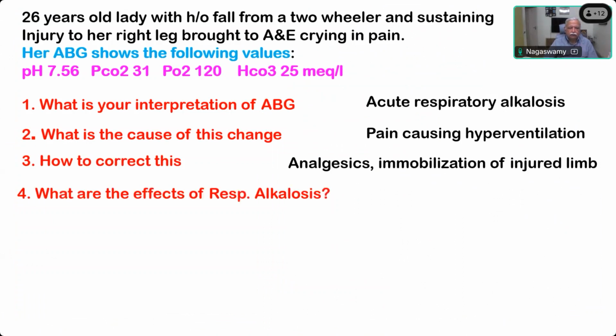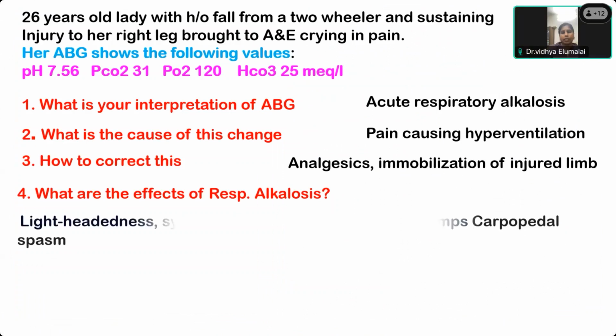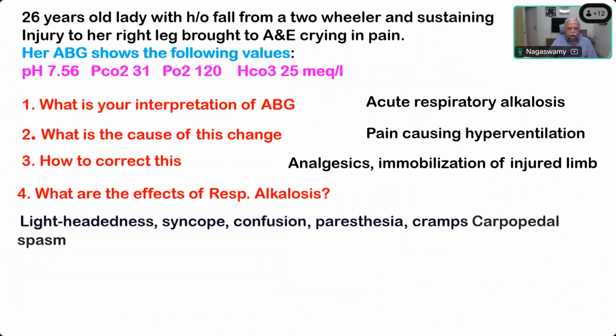What are the effects of respiratory alkalosis if it is prolonged? Cerebral hypoperfusion and loss of consciousness. What will a conscious patient feel if they are hyperventilating and going into respiratory alkalosis? They'll be dyspneic with fatigability, lightheadedness, syncope, confusion, paresthesia, cramps, carpopedal spasm. Okay, all these things will happen.